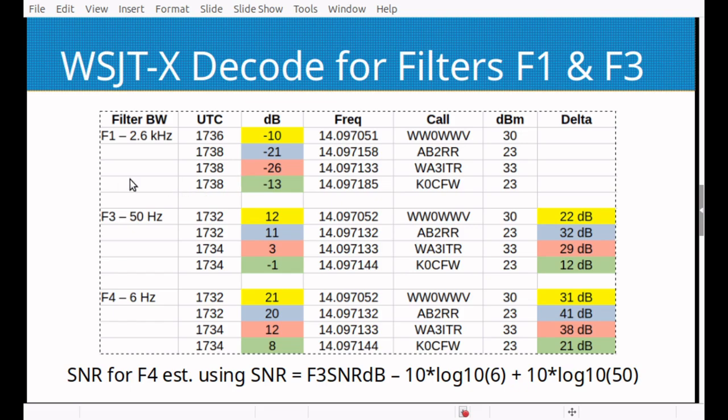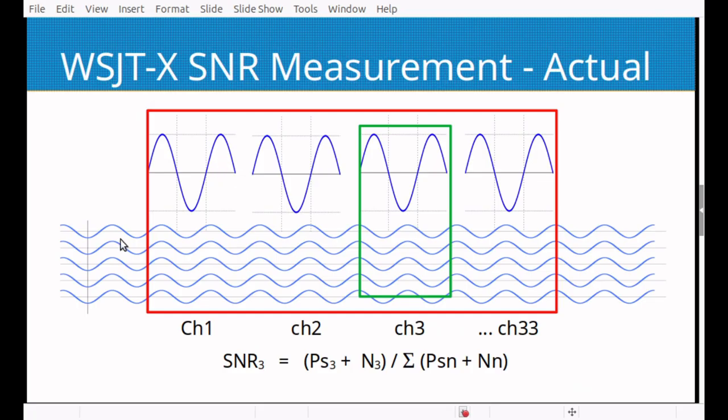So what is WSJT-X measuring, and why is it so different than the theoretical chart I showed you at the beginning, where we measured the signal within the channel and the noise within the channel? Well, here's what's going on with WSJT-X.